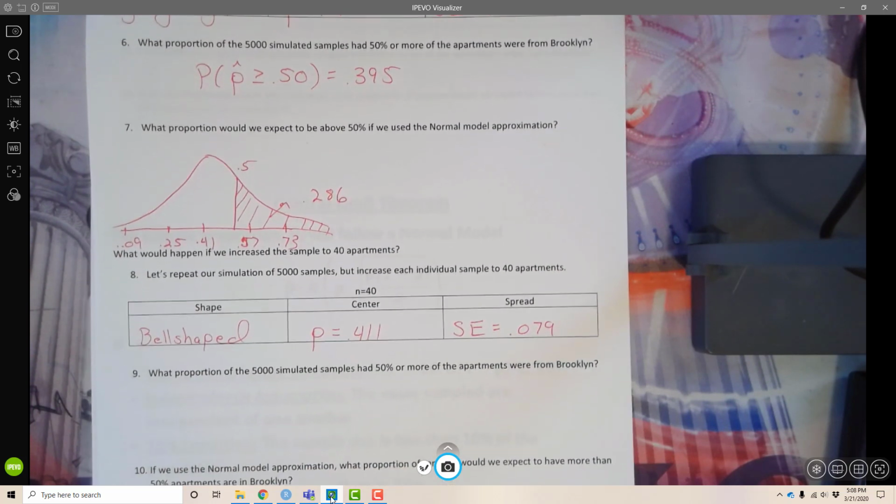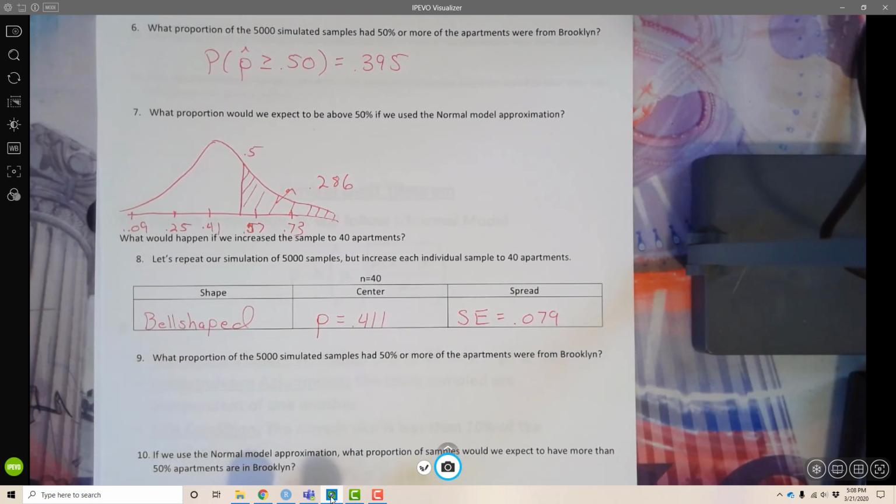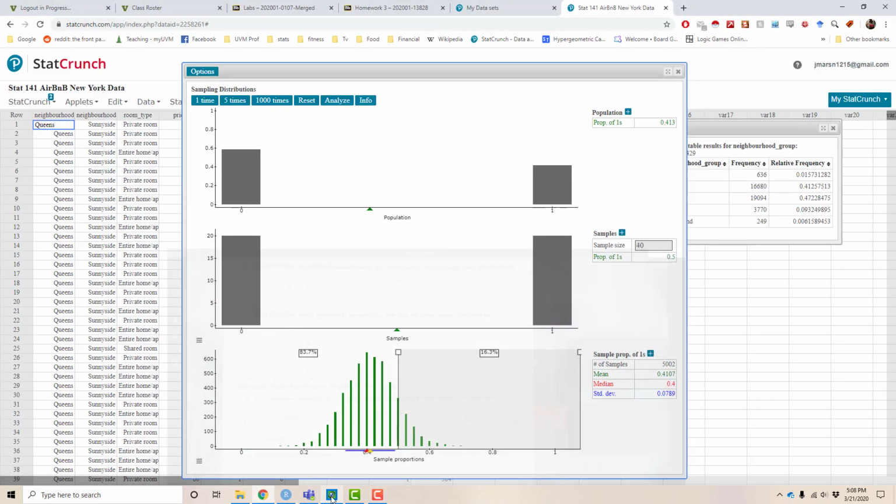So let's see it again. I want to know, if we take a sample of 40 apartments, how often will we end up getting a sample proportion of 50% or higher? So this didn't change, it's still at 50%, and we can see now it happens 16.3% of the time. The larger sample you take, the less likely you are to get something somewhat far away from the population parameter. Our statistics shrink in closer and closer to the parameter, so the chances of getting a sample proportion above 50% went down.